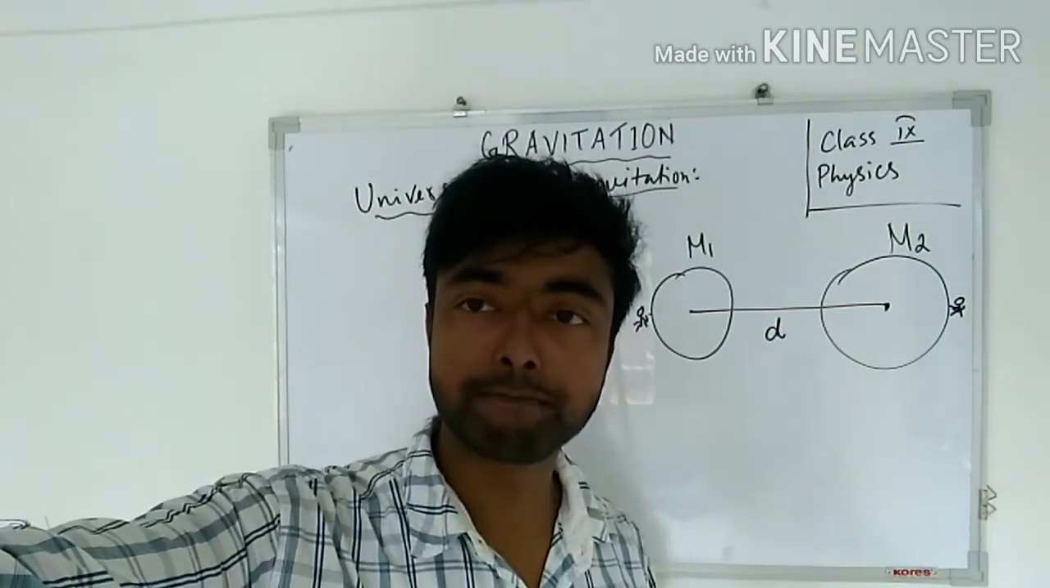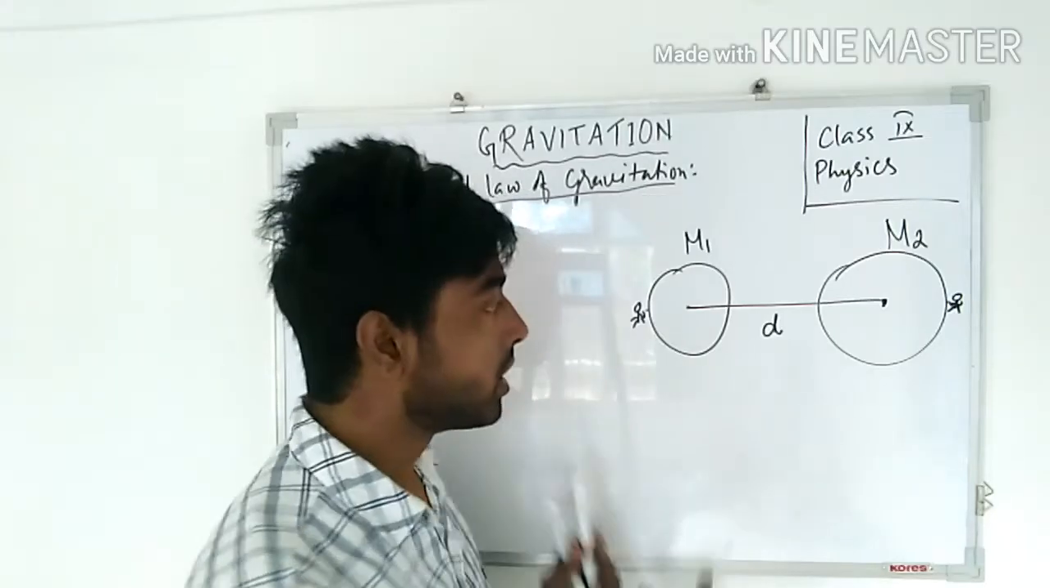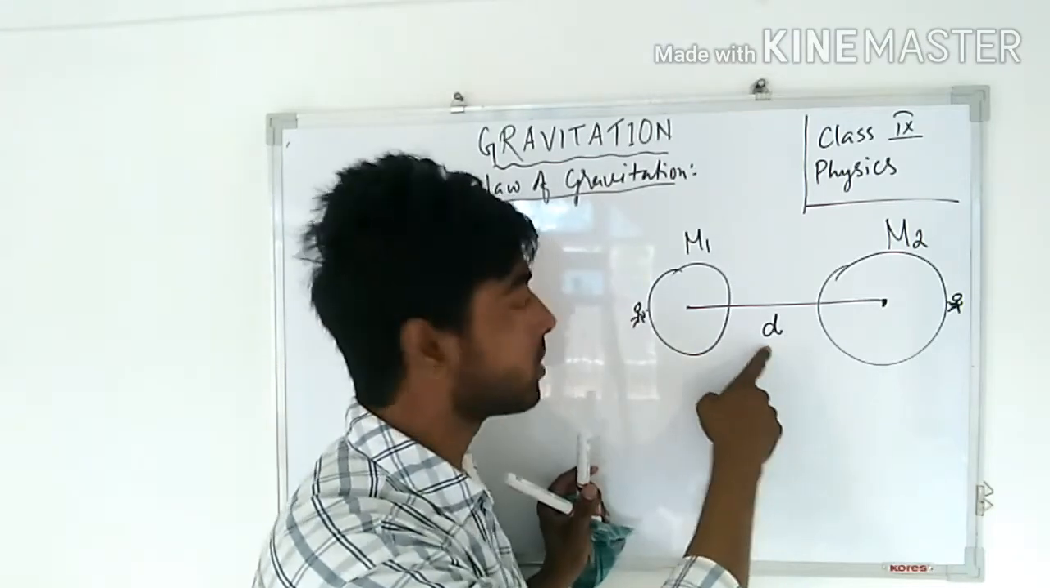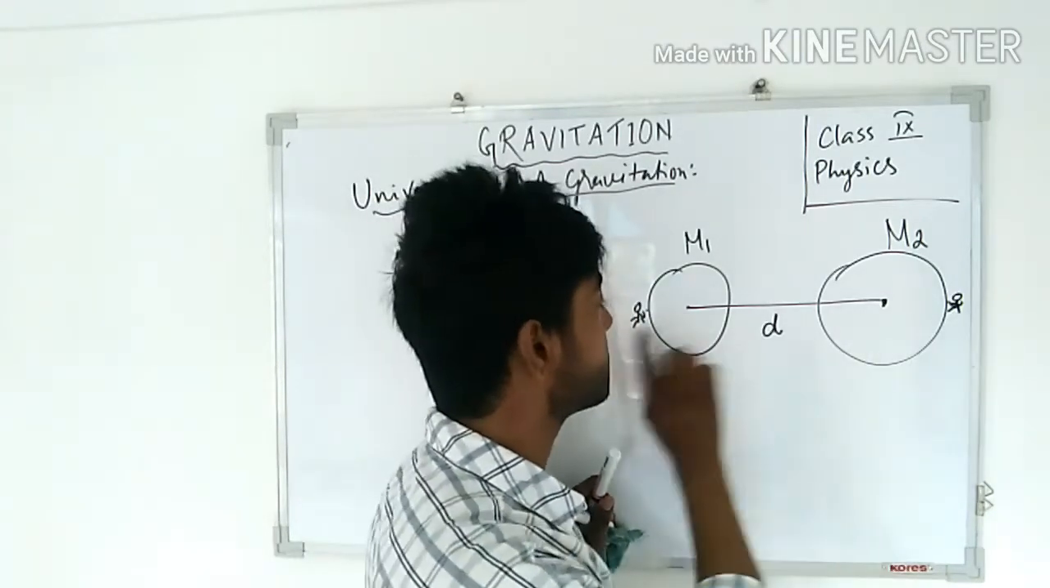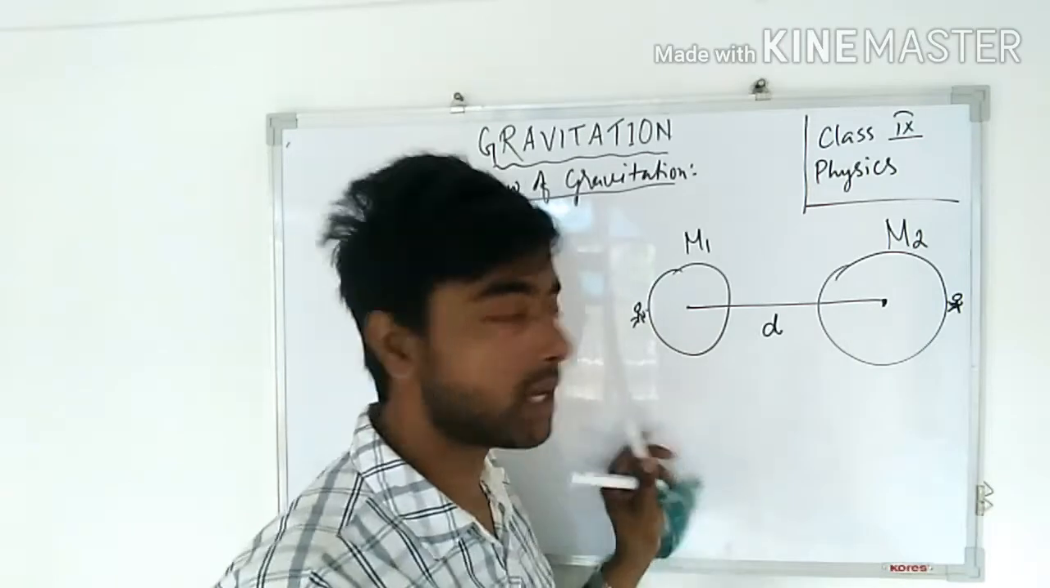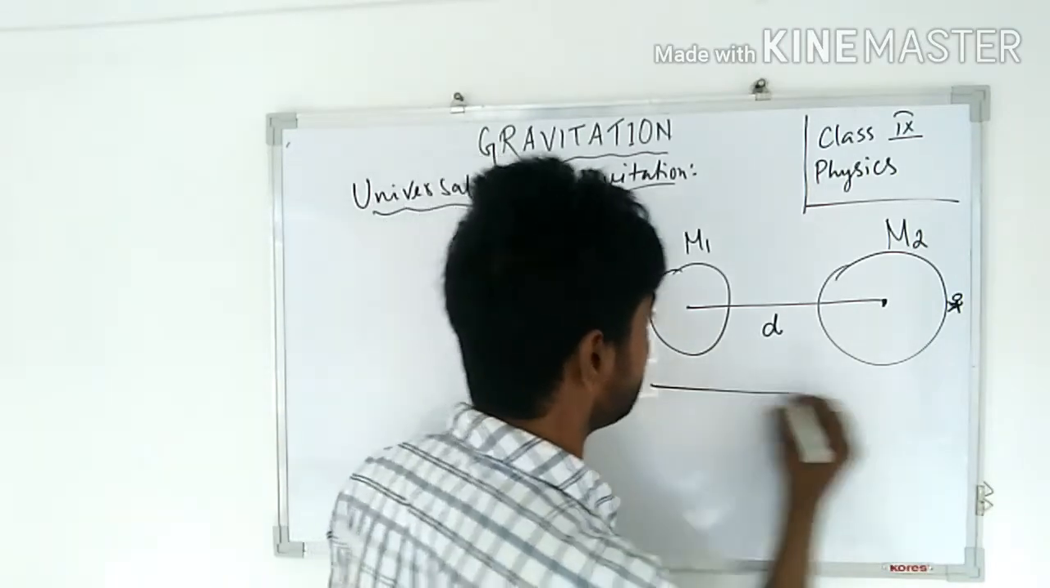Wait a minute. Now it is okay. Fine. So this is distance. Why are we taking it? Because if two objects or two persons are on that side, then your distance will be from here to here.